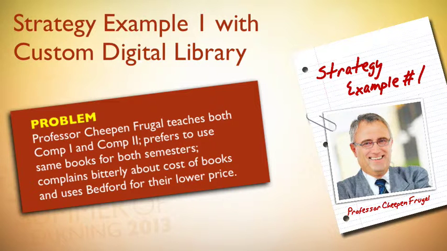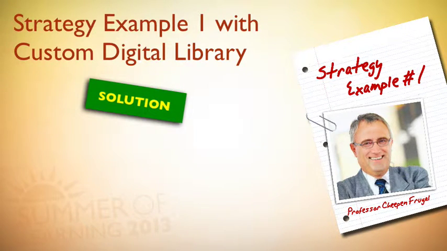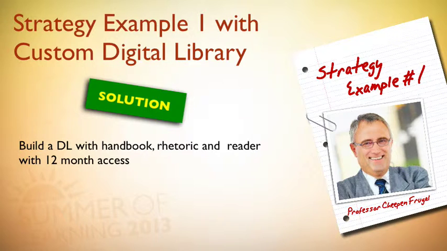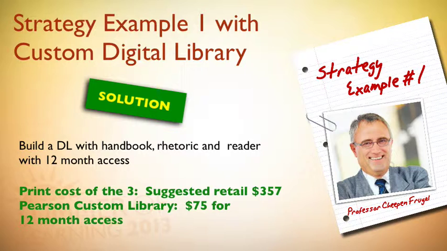Well, you can build him a library that has a handbook, a rhetoric that he can use half for Comp 1 and the other half for Comp 2, and an additional reader to give him more readings. The print versions of these books would cost over $250, but you can offer him this option for only $75 for the 12-month access. That's an offer even he can't refuse.